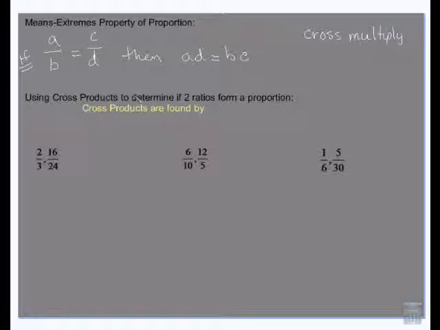Okay, so what I do is I'm going to take A times D and B times C. And if those two things are equal, then I have a proportion. I'll just rewrite it so they're kind of farther apart. If I take 3 times 16 and 2 times 24, 3 times 16 is 48. 2 times 24 is 48. These are equal, so this is a proportion.